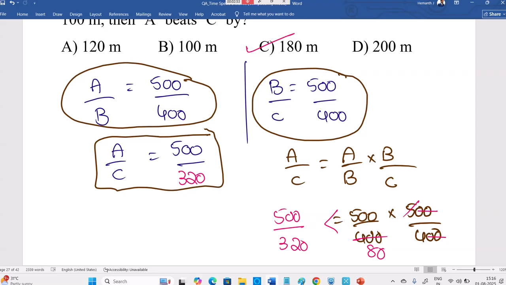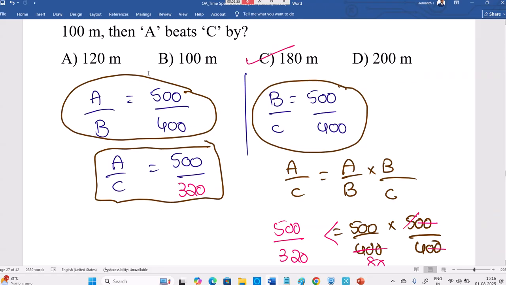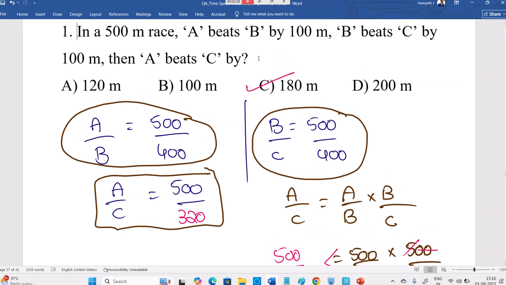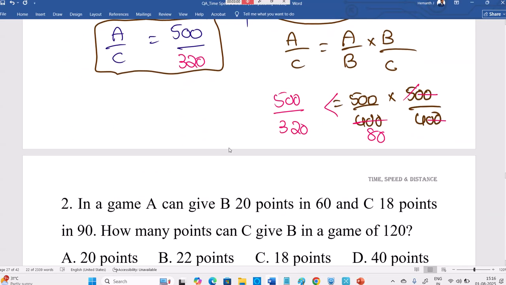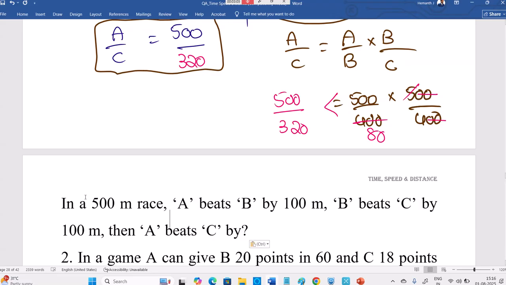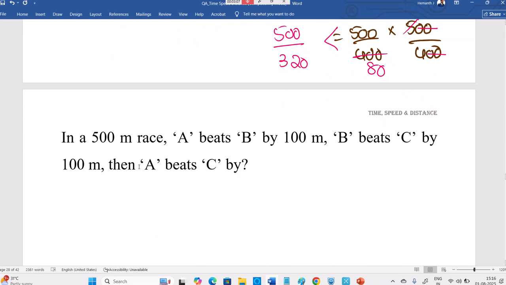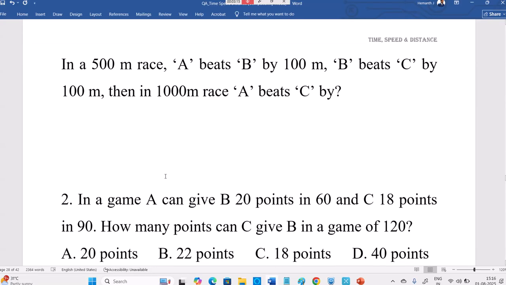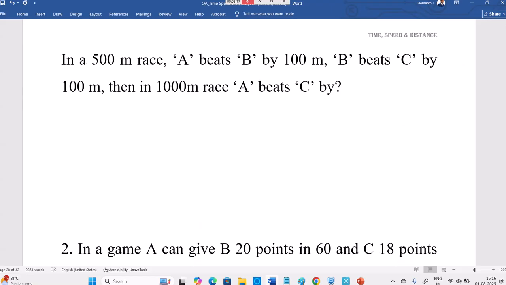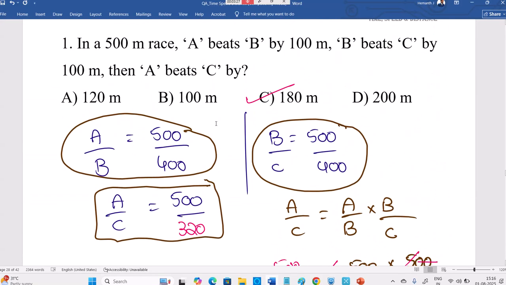Now listen, same question. You can copy it later also. I'll give one minute. Same question, slight change, then you will get a different answer. See, now I changed the last point. What is the last line? In a 1000-meter race, A beats C by what? Initially, when they did not mention it, the 500-meter race is common to every statement.